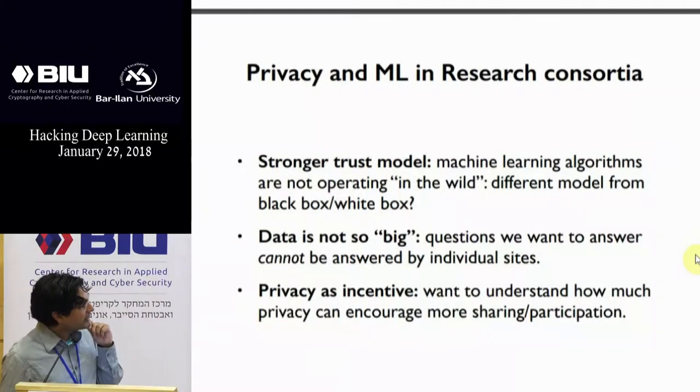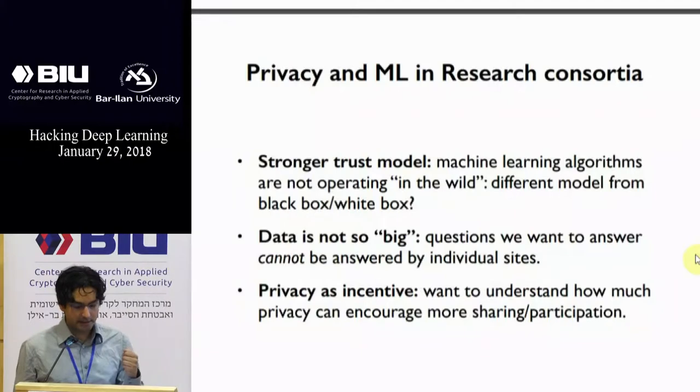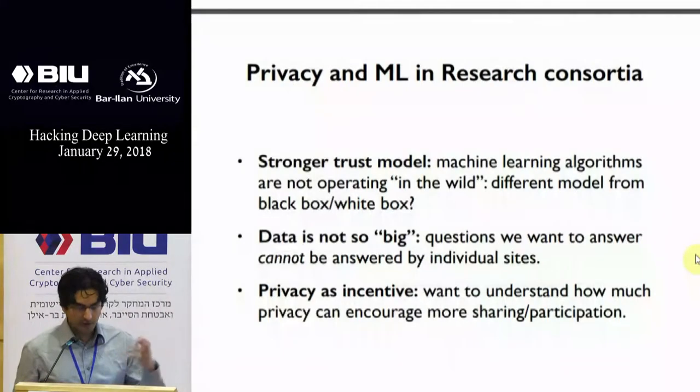And then privacy here is kind of an incentive. So the way that I view making privacy guarantees is as an incentive for other researchers to collaborate and say, join my research consortium so that we can understand Alzheimer's or autism or schizophrenia.